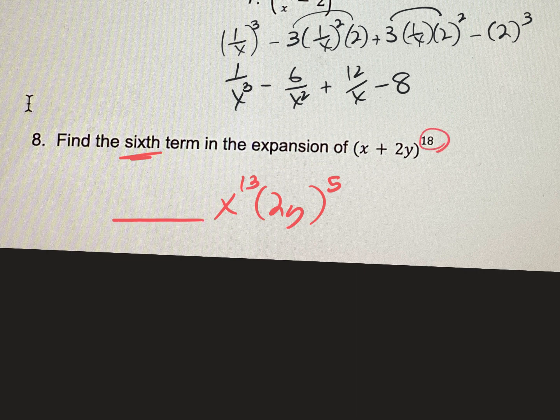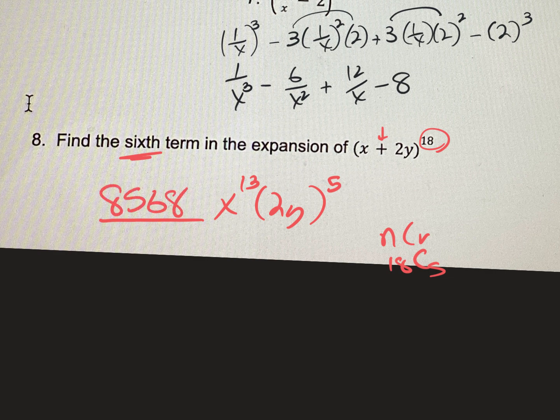Your job is to figure out what the coefficient is. Now, the good thing this time is it's a plus sign, so all the coefficients are positive. You don't got to worry about that. And I'm just going to do nCr. All right, n, remember, n is always your main exponent. So I'm going 18 C, and it's your choice. You can pick either the 5 or the 13. It does not matter. I'm going to go with the 5. So I'm punching in 18 C 5, and I'm getting 8568.